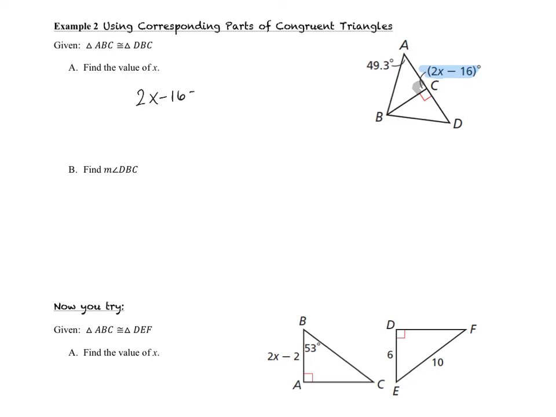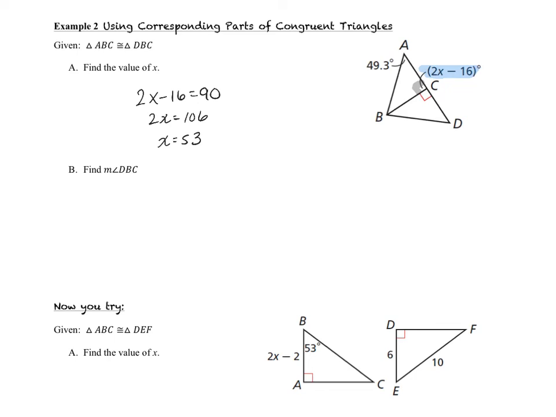2x minus 16 equals 90. 2x, I'm going to add 16 to both sides to get 106. And therefore x equals 53. So the value of x is 53, and you could plug that back in and check to make sure that we get 90 degrees there.